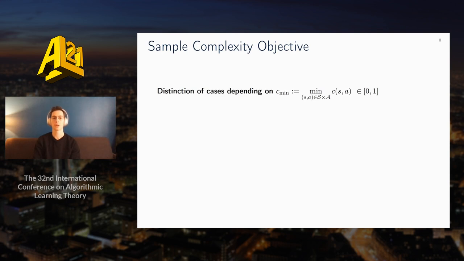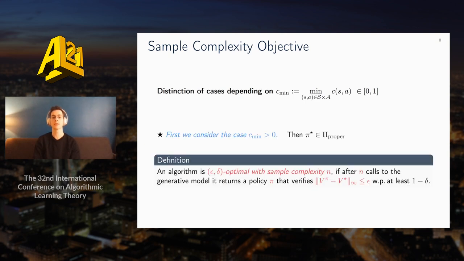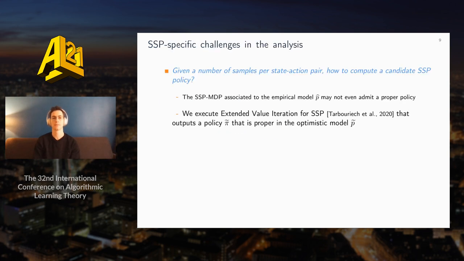Let's detail now our sample complexity objective. Our analysis will perform a distinction of cases depending on the value of c min, the minimum possible cost. First, we'll consider that c min is strictly bigger than zero. That is, all the costs are positive. And in that case, the optimal policy pi star is indeed guaranteed to be proper. And we say that an algorithm is epsilon-delta optimal with sample complexity n, if after n calls to the generative model, it returns the policy pi, whose value function V pi is epsilon close to V star, component-wise, with probability at least 1 minus delta.